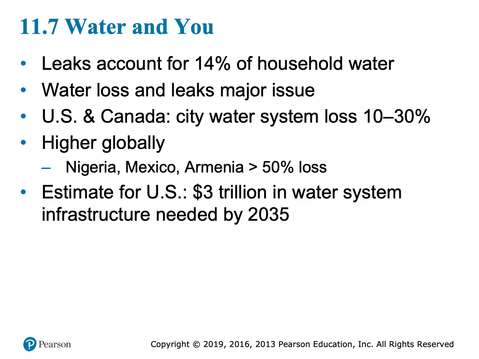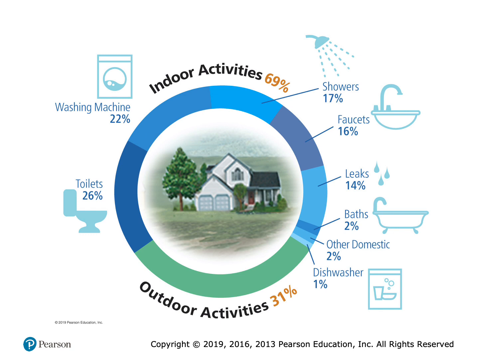Leaks can account for 14% of household water. So just water leaking from your pipes that you might not know about is losing water. And in the United States and Canada, city water systems can lose 10 to 30% just by leaks, and it can be higher globally. And that can be a huge cost. How do we use our water? This is just how Americans use water in the bathroom, with more than 61% supplying toilets, showers, faucets, and baths. Fixing leaks and updating water fixtures can significantly reduce water use in the home.